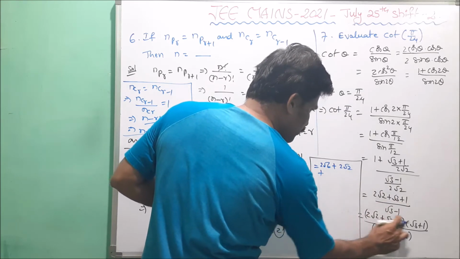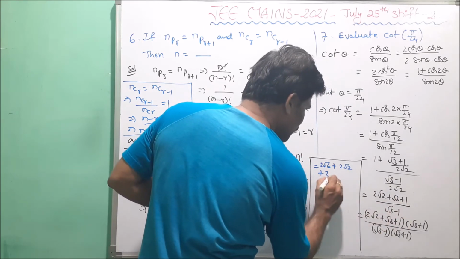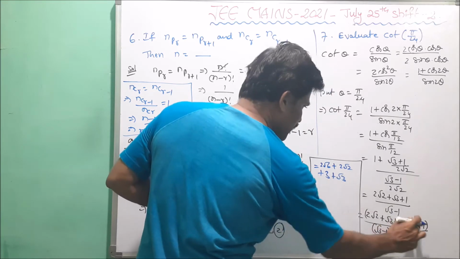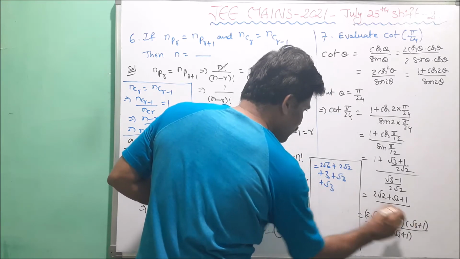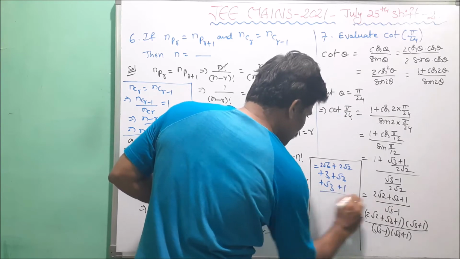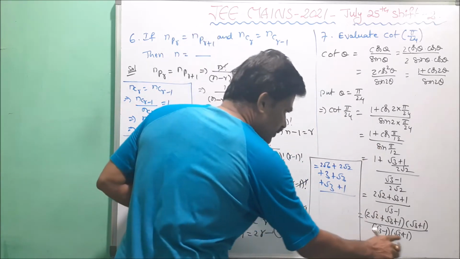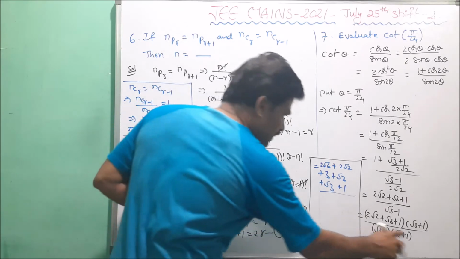Plus here multiply with root 3. Root 3 into root 3 is 3. Root 3 into 1 is root 3. Similarly 1 into root 3, root 3. 1 into 1, plus 1. Total whole by, here this is a square minus b square. So root 3 whole square minus 1 square, that is 3 minus 1.